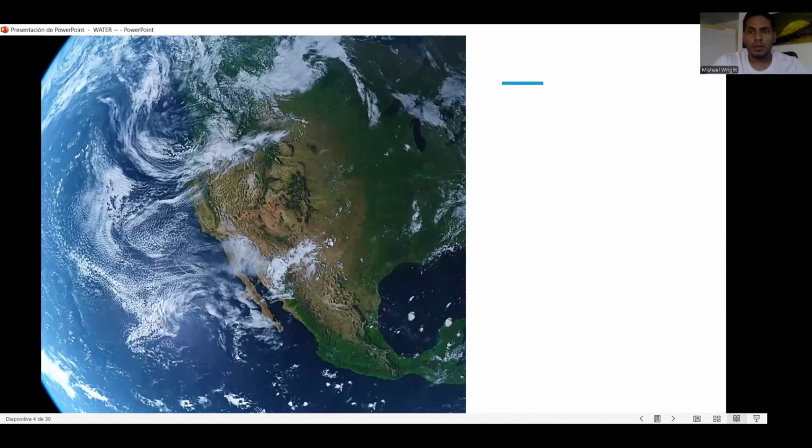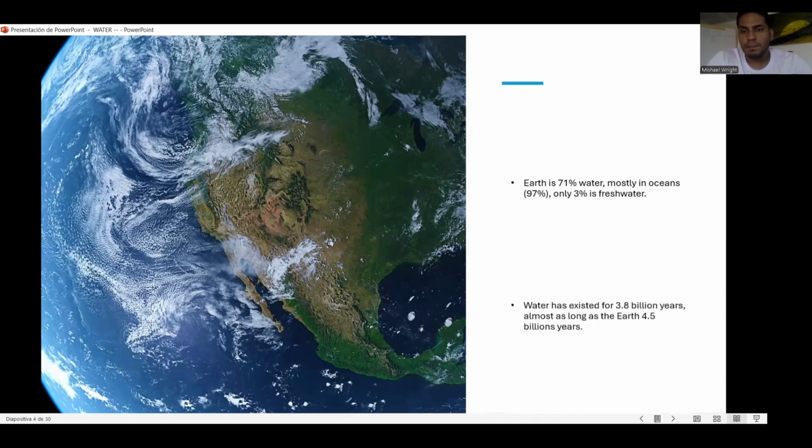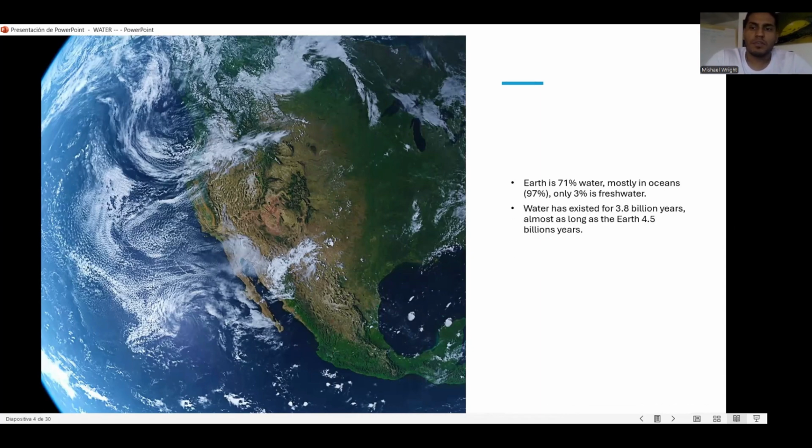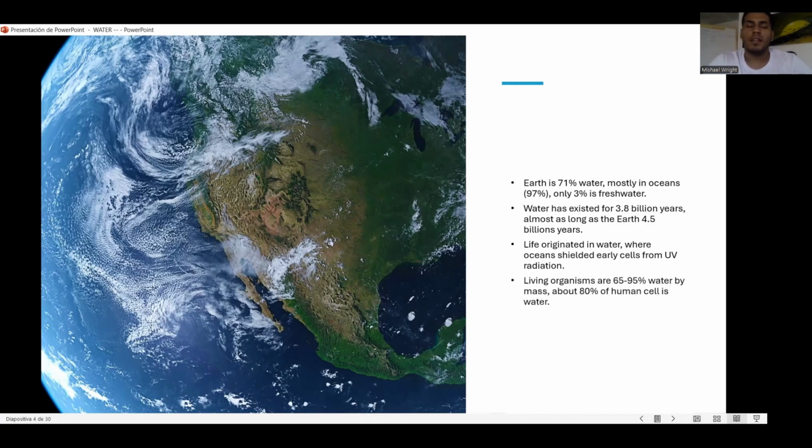Okay. So Earth is 71% water, mostly in oceans, that is 97% of water, and only 3% is fresh water. Water has existed for 3.8 billion years, almost as long as the Earth planet, that is 4.5 billion years. Life originated in water, where oceans shielded early cells from ultraviolet radiation. And living organisms are 65 to 95% water by mass, and about 80% of human cells is water.